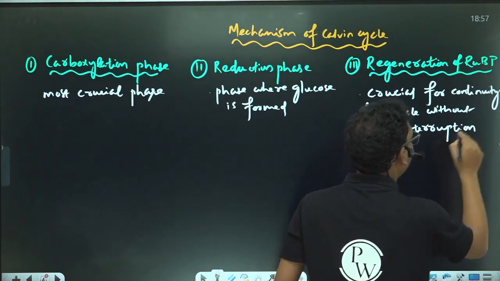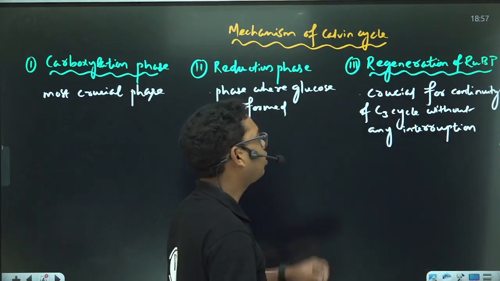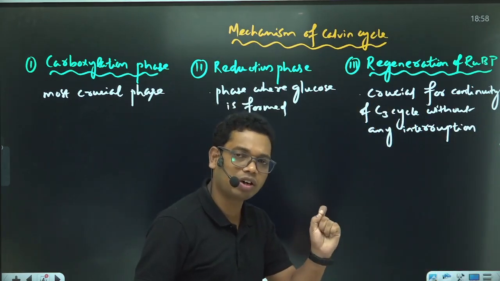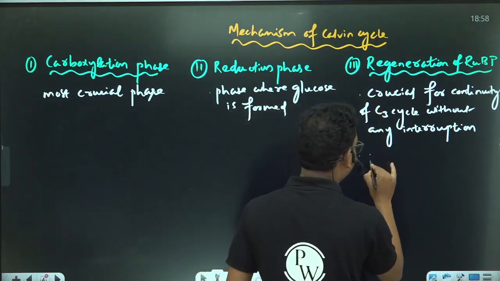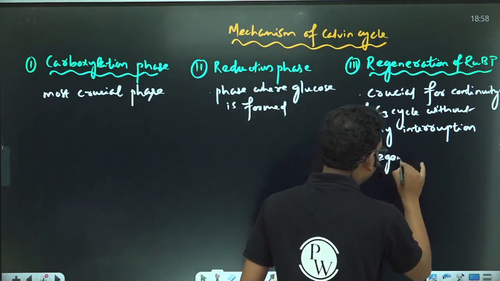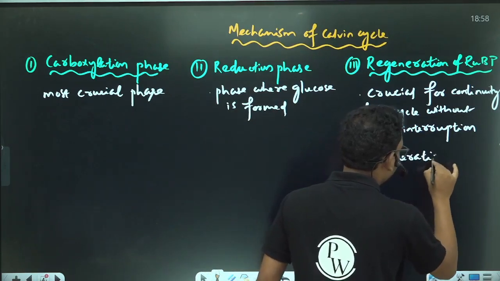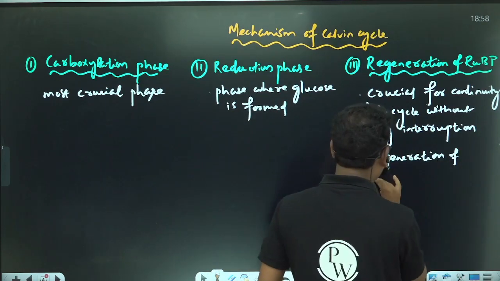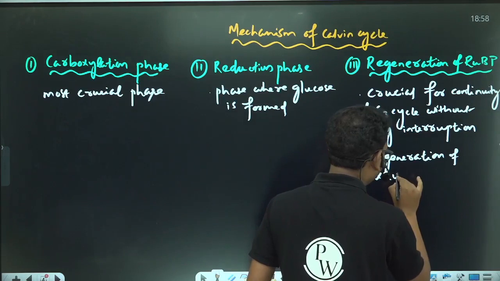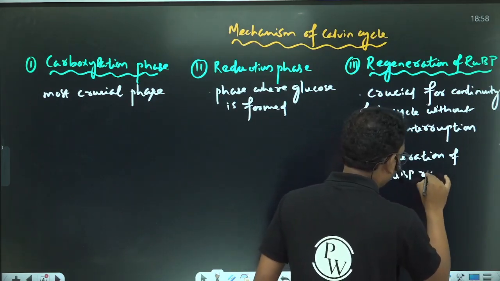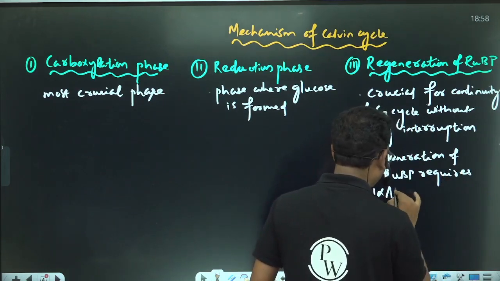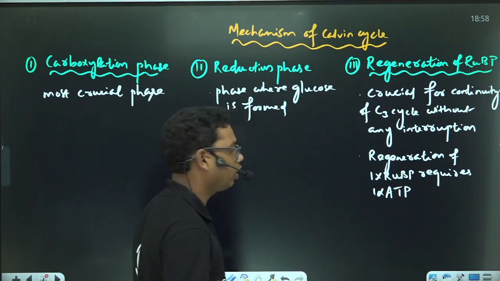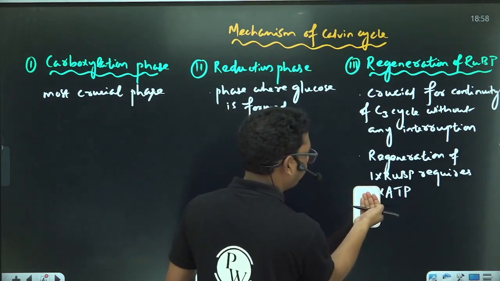One very, very important point you have to remember is that regeneration of one RuBP requires one ATP. So this is very important. Regeneration of one RuBP requires how many ATP? One ATP will be required.